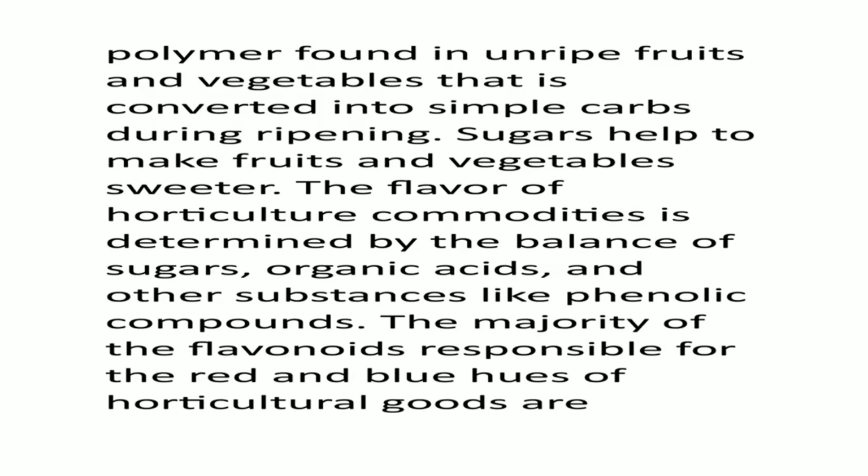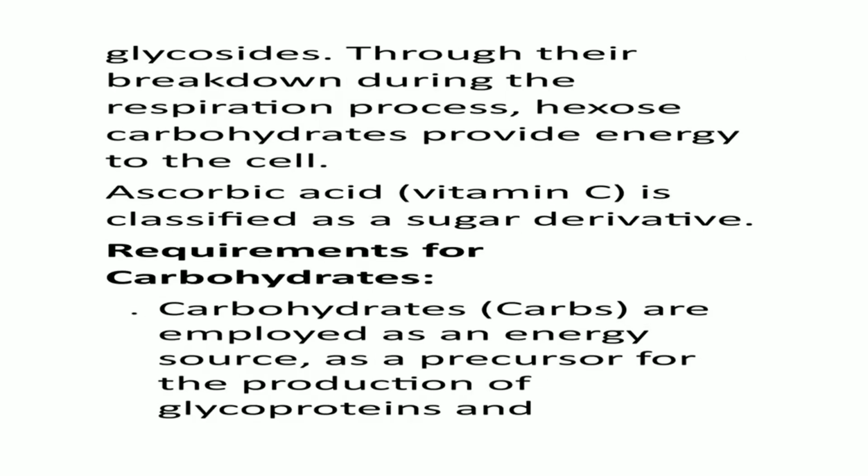Starch is a polymer found in unripe fruits and vegetables that is converted into simple carbs during ripening. Sugars help to make fruits and vegetables sweeter. The flavor of horticulture commodities is determined by the balance of sugars, organic acids, and other substances like phenolic compounds. The majority of the flavonoids responsible for the red and blue hues of horticultural goods are glycosides.